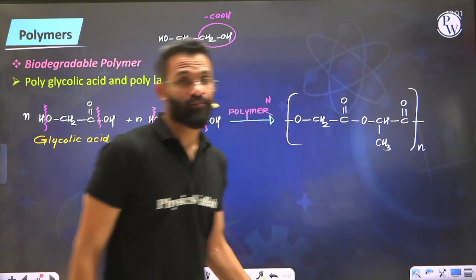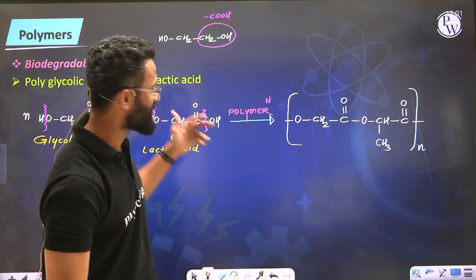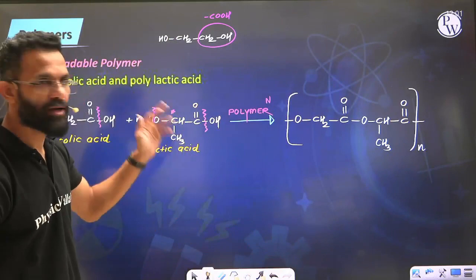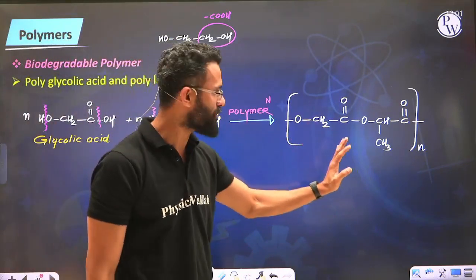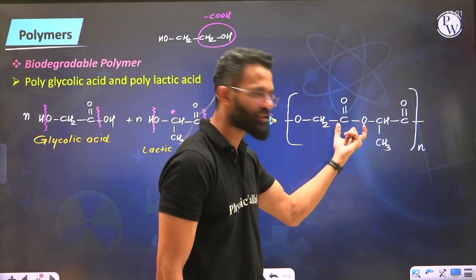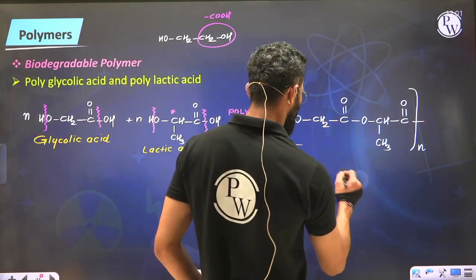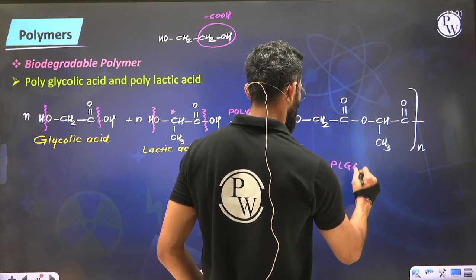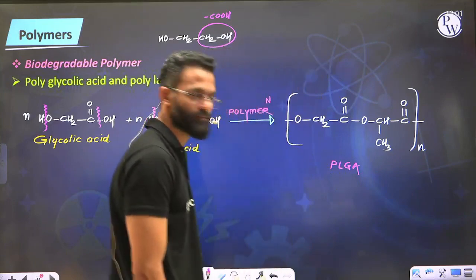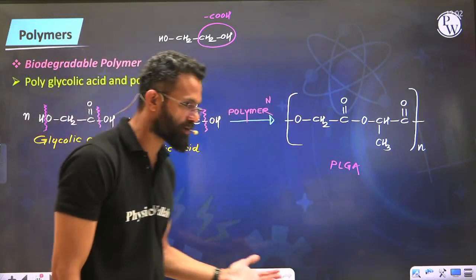So everyone, even PGA, PLA, that is polyglycolic polylactic acid, is sometimes also referred to as PLGA, polylactic glycolic acid. PLGA, this can be called commonly. You'll see the functional group is an ester, so this is also a polyester. Commonly, I can refer to this as PLGA. So this is one of the examples of a biodegradable polymer.